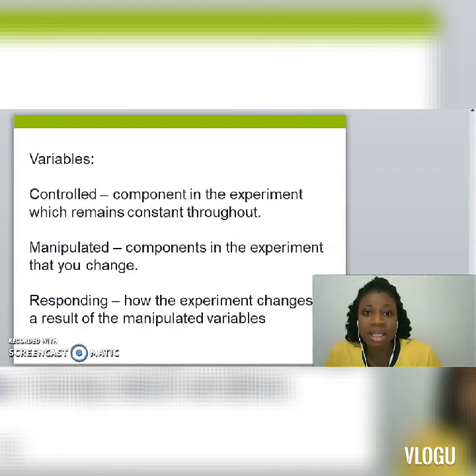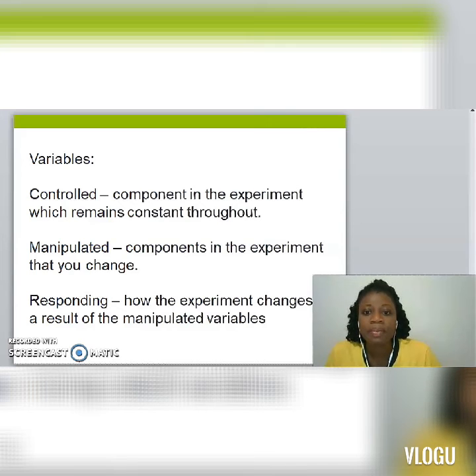Then you have the manipulated variable. The manipulated variable is the component in the experiment that you are going to change. So in this experiment, what you would change would be your Colgate toothpaste and your Crest toothpaste. So those would be the brands. So the brands of toothpaste would be the manipulated variable.